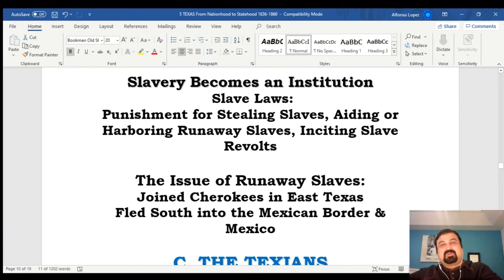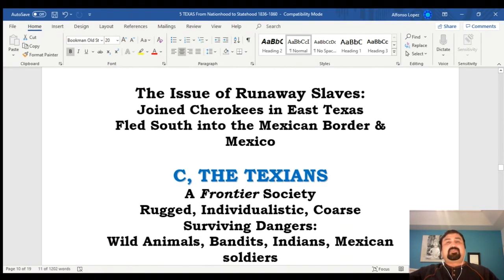Okay. There's also, of course, people that are going to be punished for aiding or harboring runaway slaves. If you aid a slave to run away, or you provide shelter, protection, that is also declared a crime and deserves a punishment as well. Or people that incite slave revolts, if you are inciting the slaves to revolt, that is also a punishable crime as well.